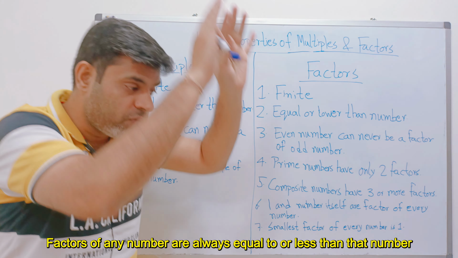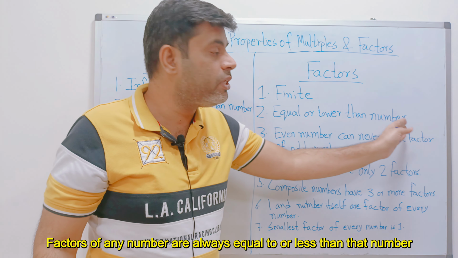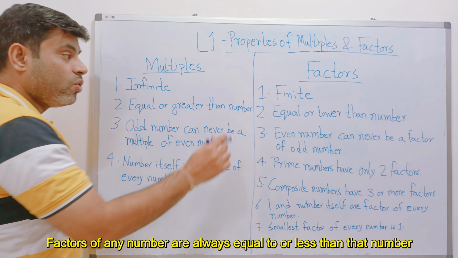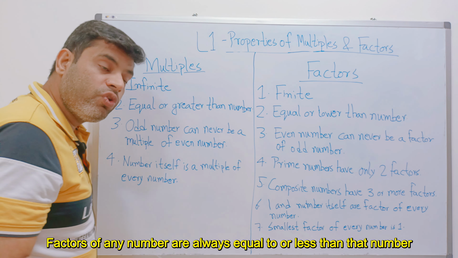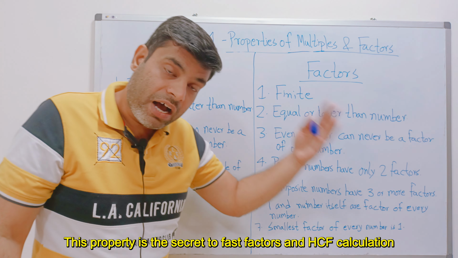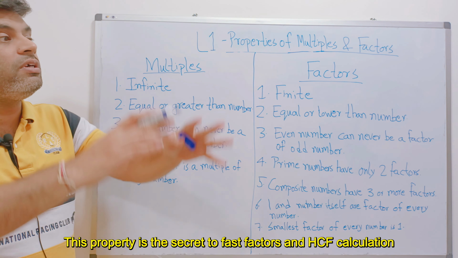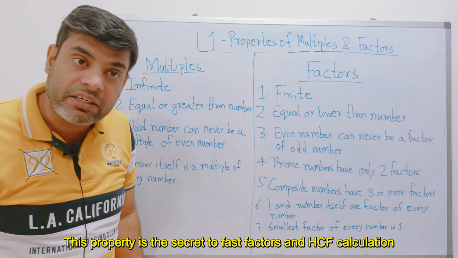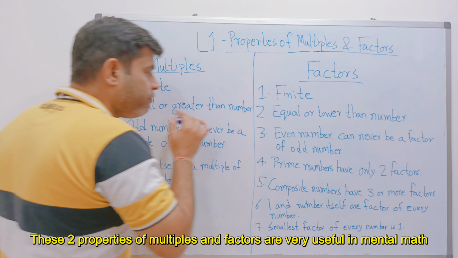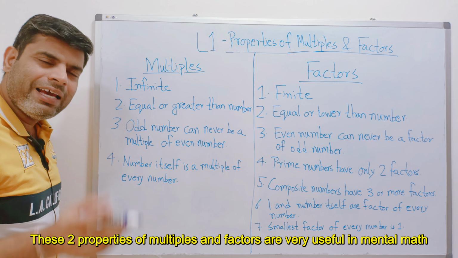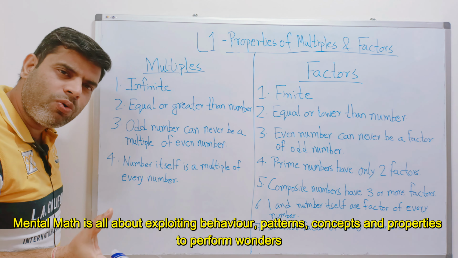Divide by 3, the number will be 1/3. So it will be smaller, and this quality again will be very useful while doing fast highest common factor as well as even in fast calculation of factors. So these two properties are very useful in mental math, and that's what mental math is all about.